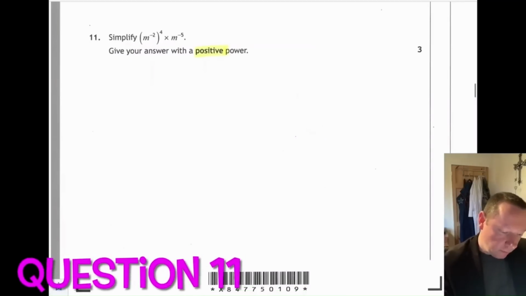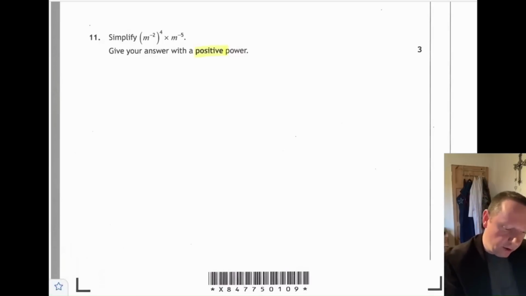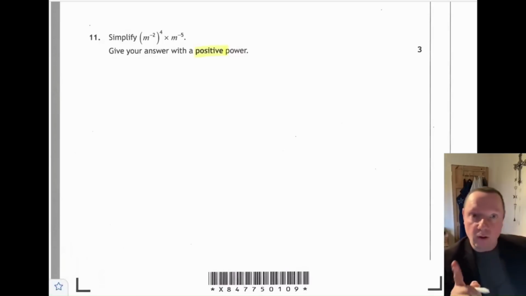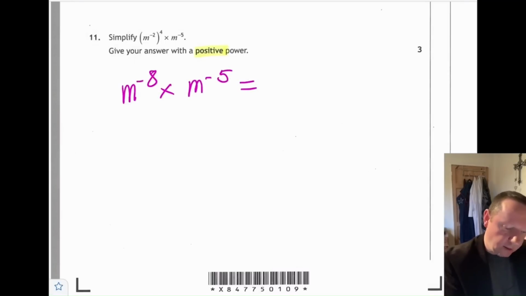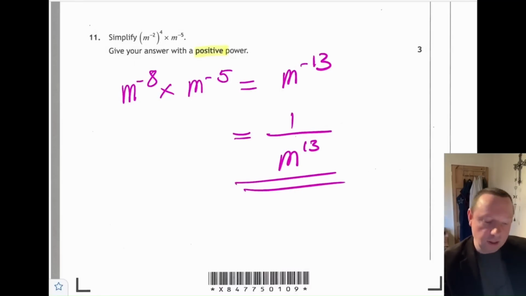Question 11. Simplify m to the minus 2, to the power 4, times m to the minus 5. Give your answer with a positive power. Watch out. So you've got m to the minus 2 times 4. That's m to the minus 8 times m to the minus 5. So add the powers. Minus 8 plus minus 5 is minus 13. And I'm almost done. That's 1 over m to the 13 using the fractional rule for negative indices.